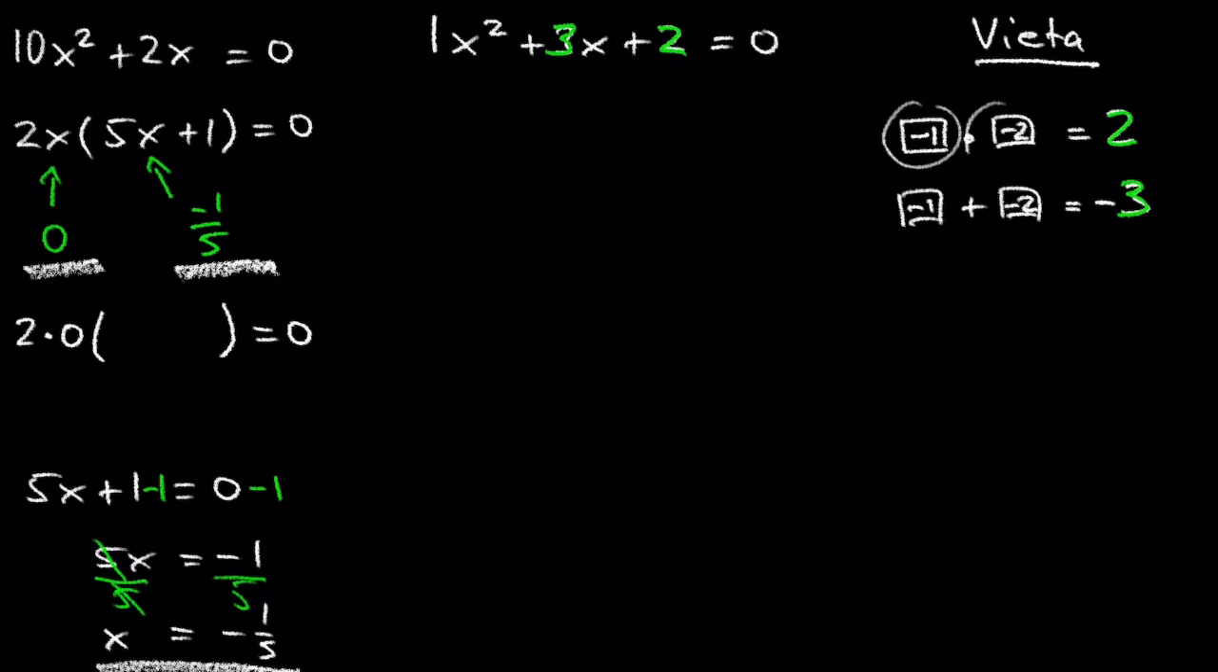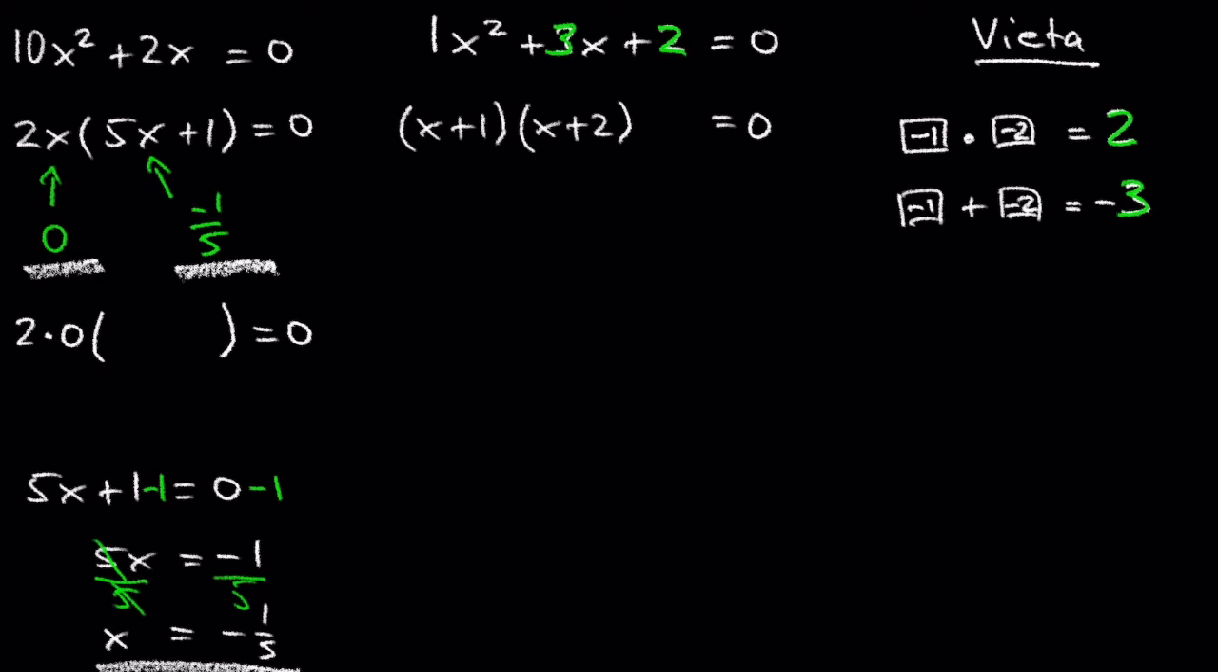Negative 1 times negative 2 is 2, which is the constant term. And negative 1 plus negative 2 is negative 3, which is the opposite of the coefficient of the x. So we can write (x + 1) times (x + 2).